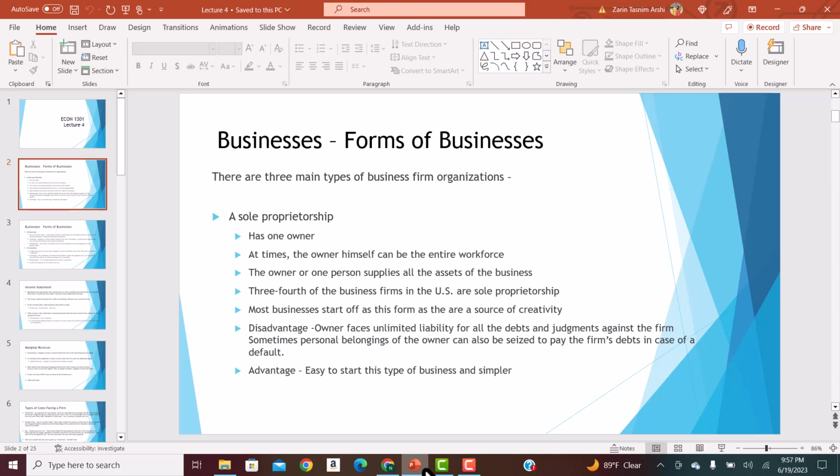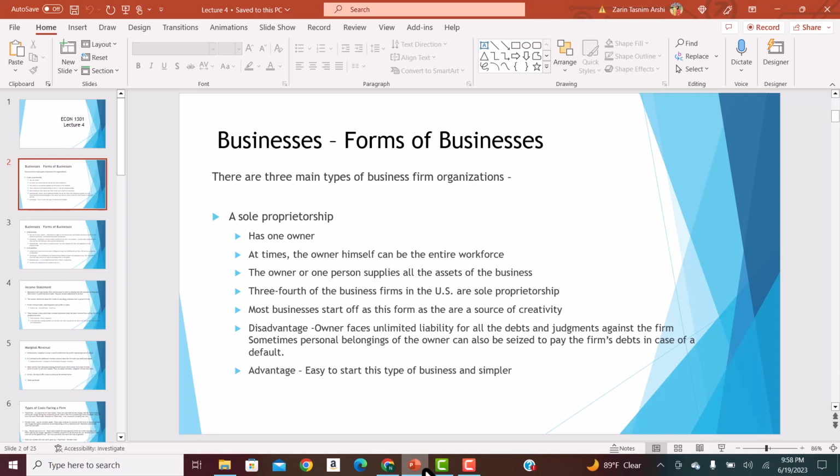For instance, I may own a gas station, which is a business that provides gas and convenience store products, but I may have some employees working in the convenience store. But that is still a sole proprietorship. Okay, it's a very simple form. The owner, or one person, supplies all the assets of the business. Basically, whatever assets the business has, those are bought using the funds of the one owner. Nobody else is contributing in this business. Only one person, who is the owner, contributes all the investments to buy the assets of the business.